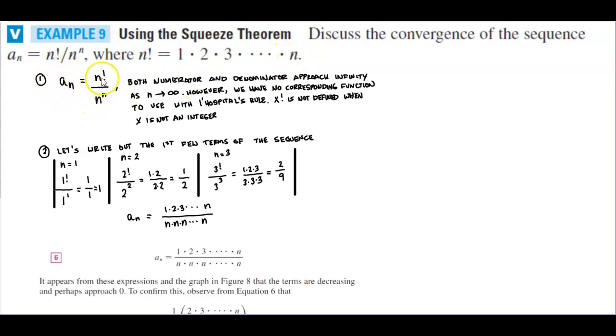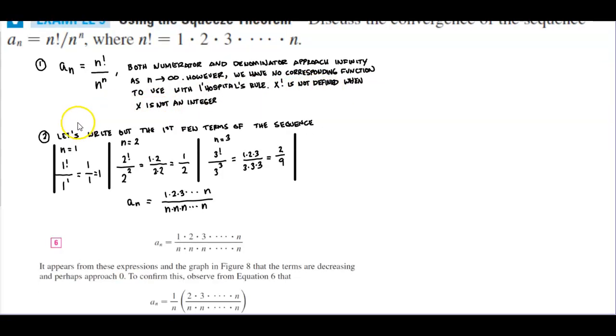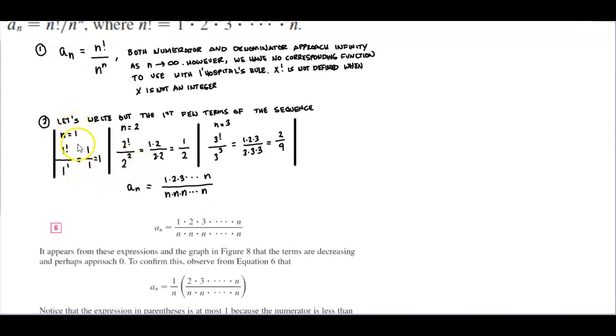Now in step 1, if we take a look at this sequence formula, we can see that both the numerator and denominator approach infinity as n approaches infinity. However, we have no corresponding function to use with L'Hopital's rule here. X factorial is not defined when x is not an integer. So what we have to do is look at this and write out the first few terms of the sequence to see what's happening.